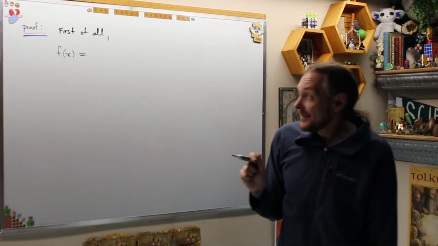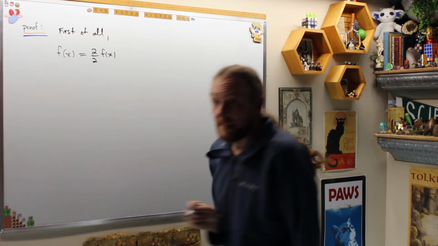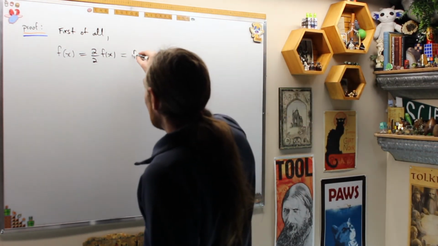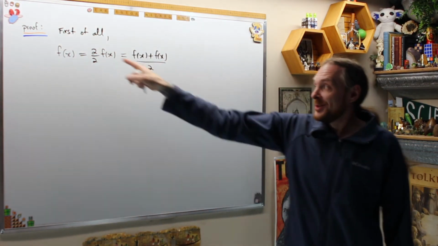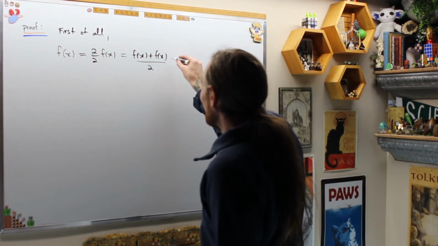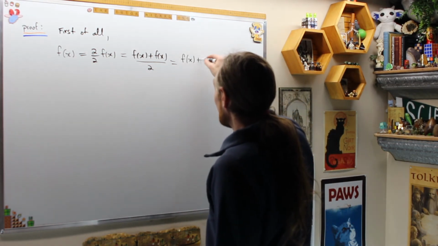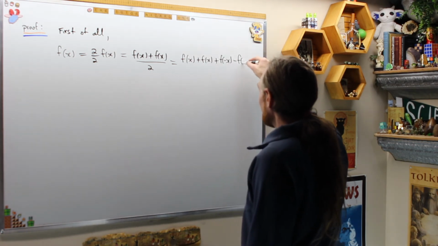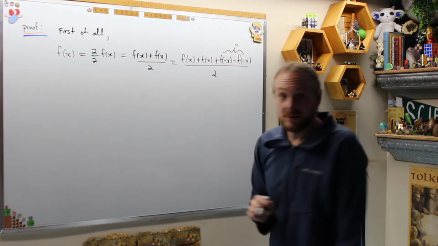So f of x is actually, we can multiply by 2 over 2. Clever. And then on the top, I can write that as f of x plus f of x, over 2. I just took two f of x's and turned it into a sum. This is multiplying by 1. And then I'm going to add 0. I'm going to add f of x plus f of x. And then we're going to add 0, so plus f of negative x minus f of negative x, over 2. And that right there is 0.